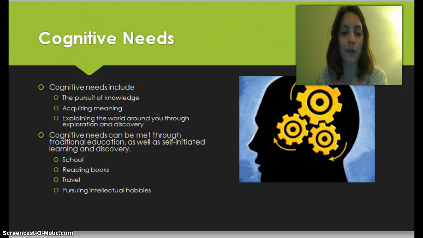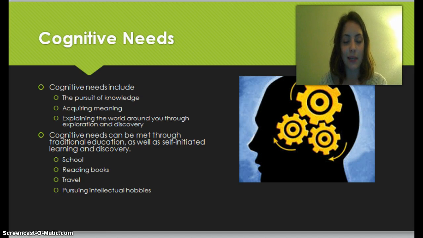Now I'm going to go into further detail about the 3 additional stages and then show you how they all fit together. Cognitive needs include our desire for the pursuit of knowledge, our need to acquire meaning, and being able to explain the world around you through exploration and discovery.